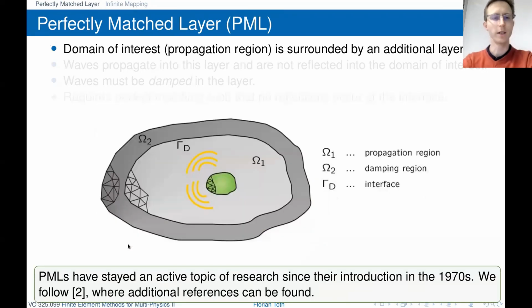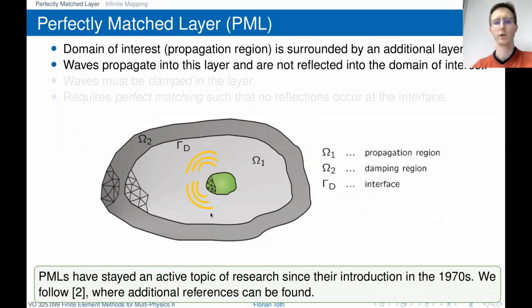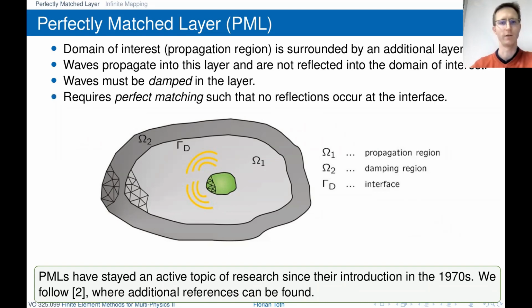So let's first look at the perfectly matched layer. Here we have our propagation region. So this is the domain of interest that we want to investigate, and we surround it by an additional layer. And the idea now is that waves propagate into this layer and they are not reflected back into the domain of interest. So in order not to be reflected back, obviously the waves must be damped in this layer. And the other requirement we have is that we must have perfect matching between the domain of interest and our absorption or perfectly matched layer, so that no reflections occur at this interface where we change from the propagation region into the damping layer region.